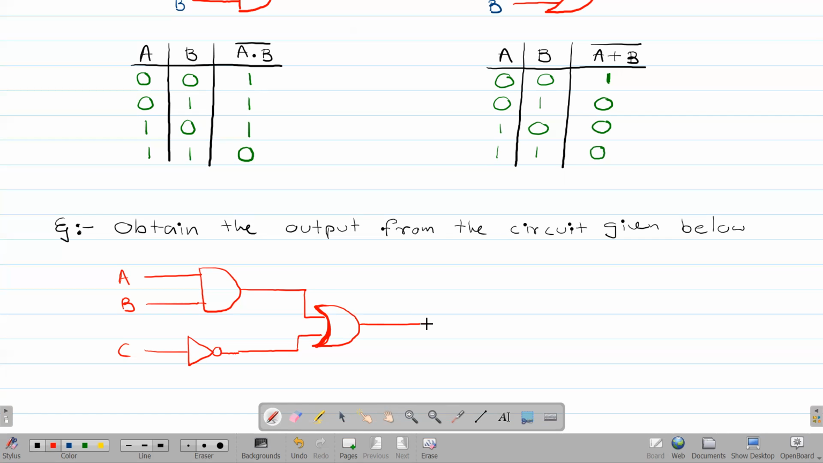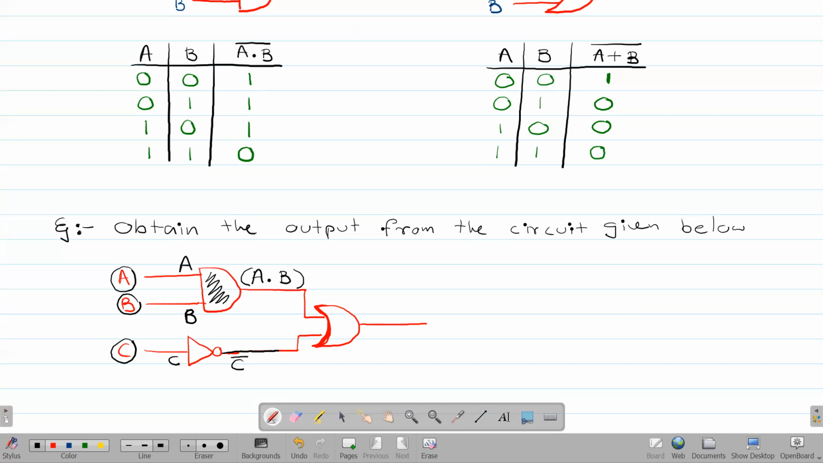When I receive something like this, how am I going to tackle the output? It's easy. If you got A as the input, you are going to receive A over here. If you have B as the input, you are going to receive B over here. So this is an AND gate, so this is going to provide you A dot B. It's better you have the brackets when you are getting an output from a particular circuit. Since you got C over here, you are going to receive C over here. So through the NOT gate, you are going to receive C bar.